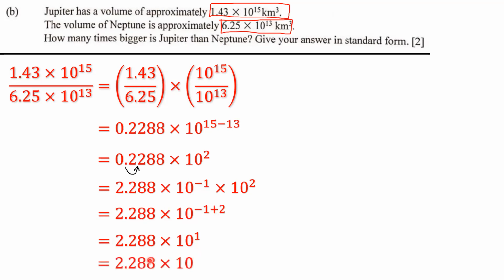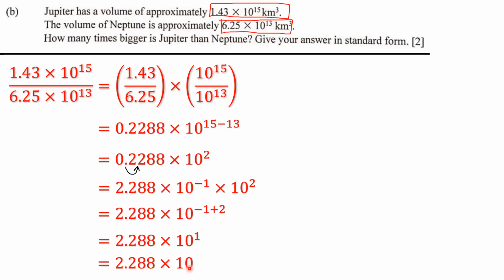And that's going to give us 2.288 times 10. Now, this is definitely in scientific notation because this number right here is between 1 and 10, and this number is base 10, and it's definitely to the power of 1. Even though we don't write to the power of 1, because 10 to the power of 1 is still 10. And so this is in scientific notation. This was not in scientific notation because this number right here was not between 1 and 10. So what we had to do is convert this number to a number between 1 and 10 so that it can be in scientific notation.